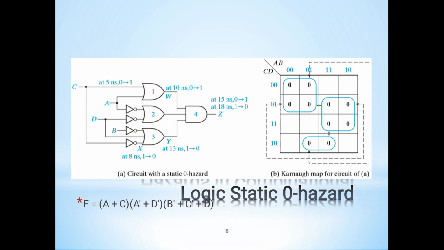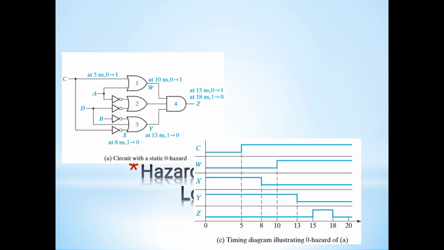Likewise, for static zero hazard, this is a circuit. For the circuit we have marked POS. These are also due to the propagation delay and unwanted switching present here, so the static zero hazard will occur. In the timing diagram, between the periods of 15 to 18, there is an unwanted switching of the output from 0 to 1. This should not be there, but it occurred.